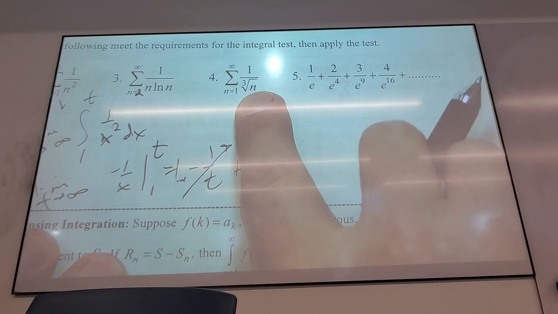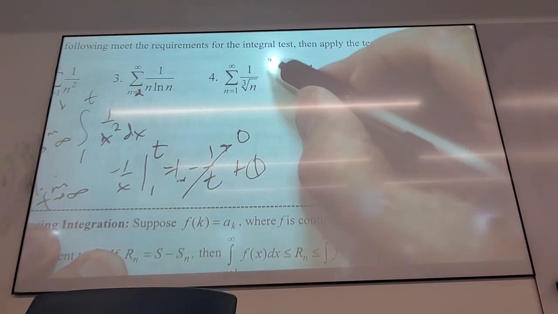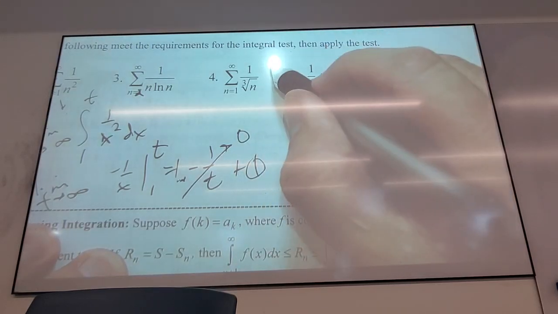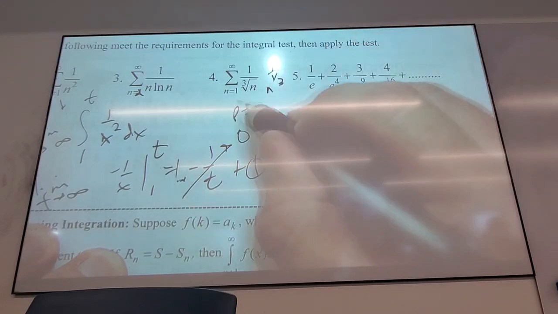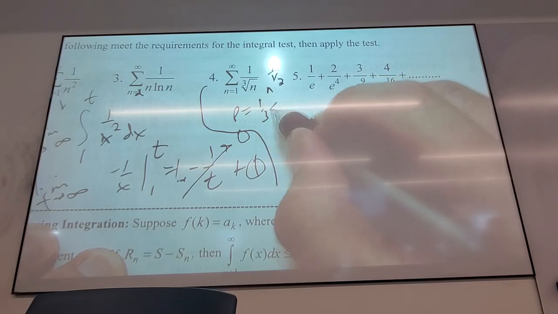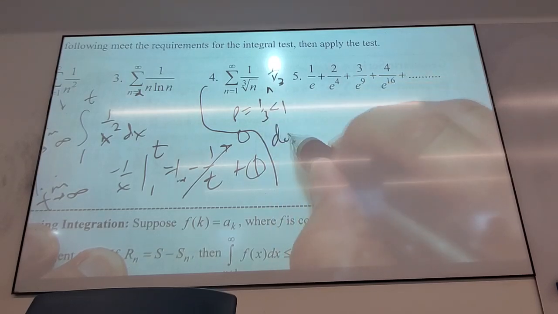Okay. This one, real quick. We could integrate it, but what can we do instead? What is this? 1 over n to the 1/3. So p is 1/3, which is less than 1. So this diverges.